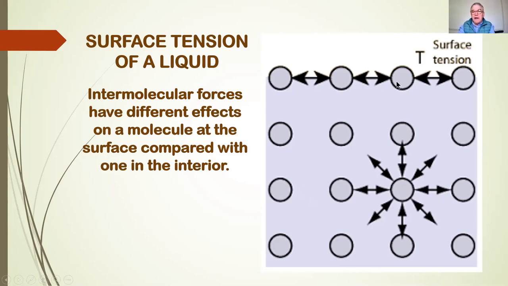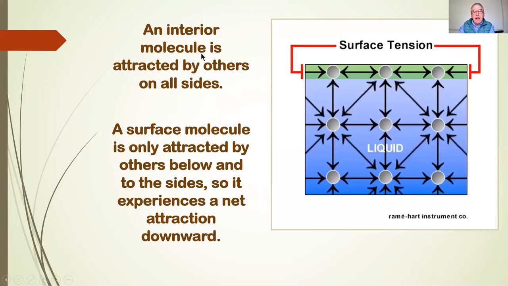And there is an interaction between these molecules at the surface, and the intermolecular forces within these molecules is concentrated on its relationship with its fellow molecule to its left or its right. Whereas the molecule on the inside, its intermolecular forces are distributed more broadly, and the attraction between these will be weaker. An interior molecule is attracted by others on all sides.